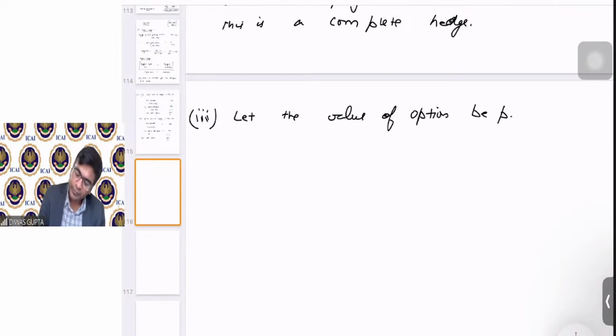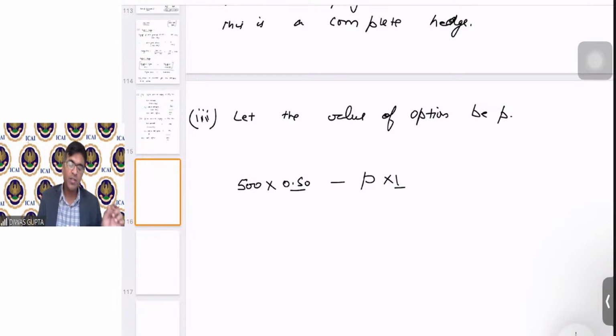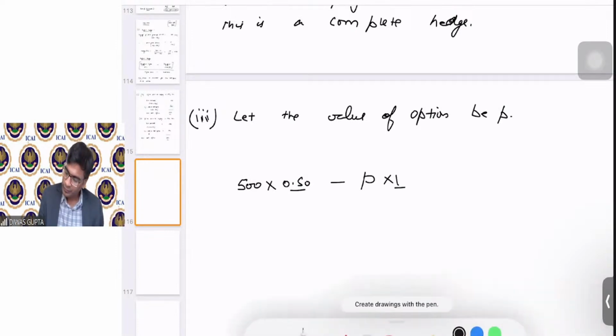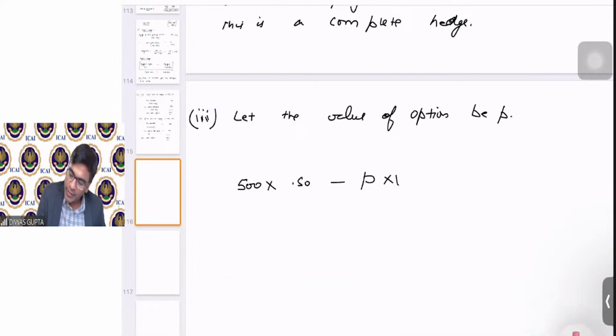See, in the opening cash outflow, when we took the position, what was the price appearing in the market? 500 rupees, right? We have purchased how many shares? 0.50. And we have sold a call option. So minus the premium of one call option, correct? Because the hedge ratio was 0.5 is to 1. So this is our initial cash outflow, students.